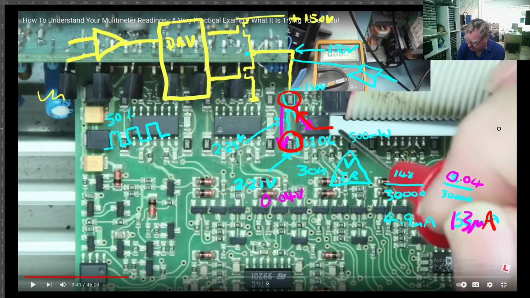Oh, and I almost forgot. If this is supposed to have 148 volts across it, which means it's passing 4.9 milliamps, what's the wattage dissipated in that resistor? Well, it's 148 times, in amps, 0.0049. Sorry, guys. And that comes to 0.735 watts, which exceeds the rating of the component. So there's many, many things here that tell us that these readings are wrong.